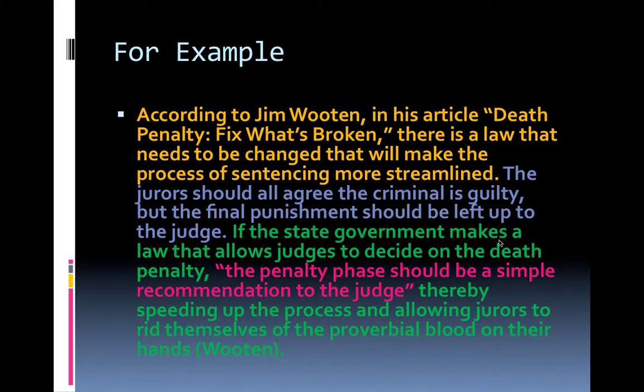Okay, according to Jim Wooten in his article, The Death Penalty, Fix What's Broken, there's a law that needs to be changed that will make the process of sentencing more streamlined. Okay, right here is a summary. The jurors should all agree the criminal is guilty, but the final punishment should be left up to the judge. Again, still in here with a summary. If the state government makes a law that allows judges to decide on the death penalty, quote, the penalty phase should be a simple recommendation to the judge, right, end quote, thereby speeding up the process and allowing the jurors to rid themselves of the proverbial blood on their hands.